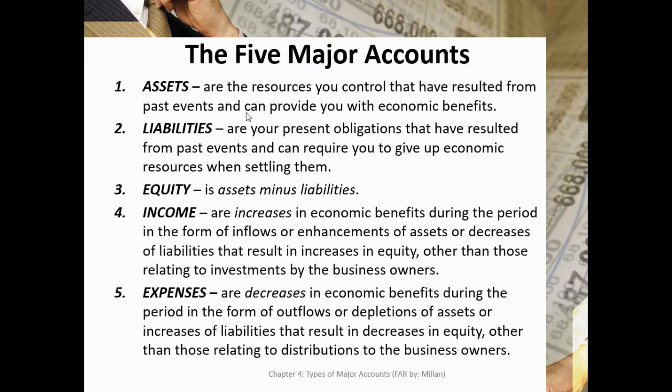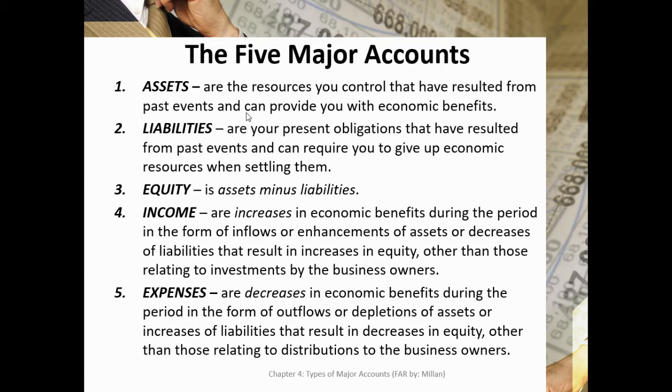And we have these 5 major accounts na na-discuss na rin ng konti sa accounting equation or in our previous chapter. We have assets, liabilities, equity, income, and expenses. The 5 major accounts, also called the elements of the financial statements, are actually the items in the expanded accounting equation discussed in the previous chapter. Let's recall these items. Assets are the economic resources you control that have resulted from past events and can provide you with economic benefits. Nabanggit ko na rin yan nung previous chapter.